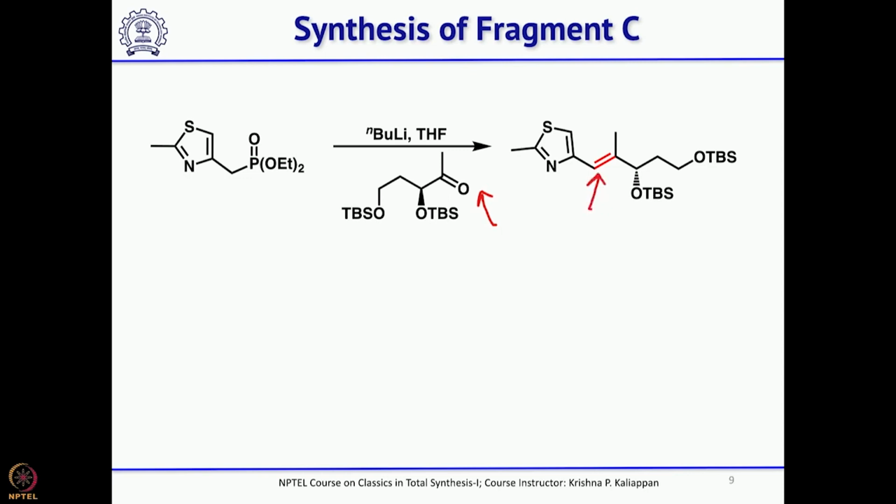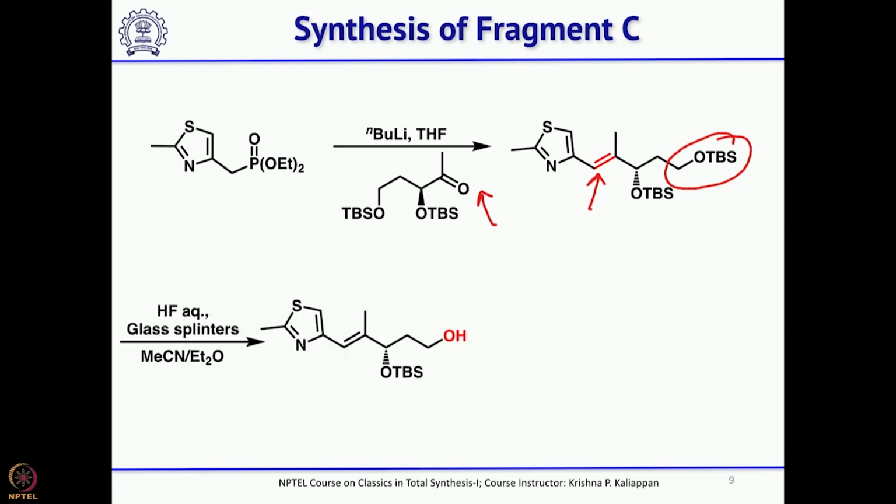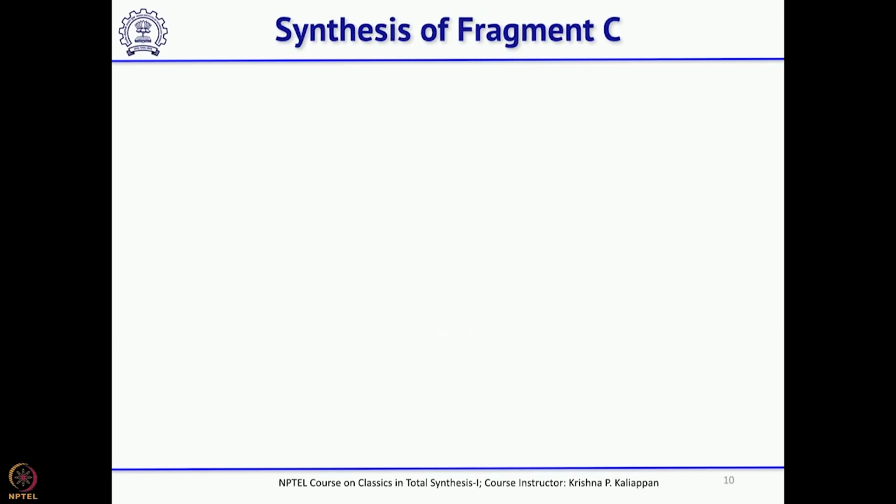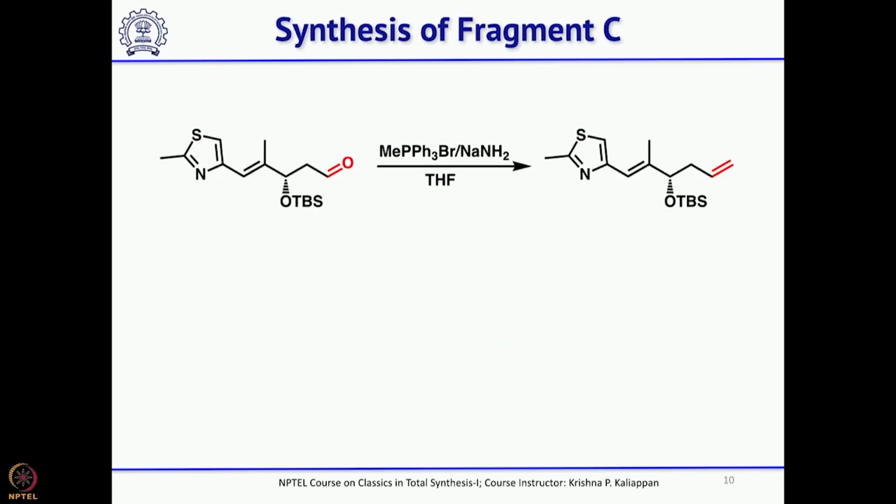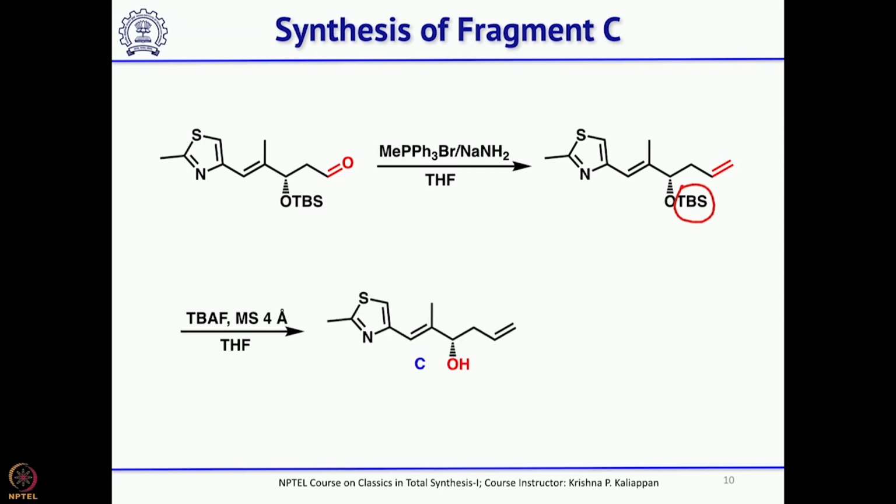Okay. So, now you need to remove the TBS group selectively, oxidize and then convert into double bond for the ring-closing metathesis. Okay. So, selectively the primary TBS was removed, Dess-Martin periodinane oxidation gave the aldehyde, that aldehyde upon Wittig reaction gave the double bond. Okay. So, then you do not need the protecting group here, because that alcohol is required for the esterification. So, removal of the TBS gave fragment C.